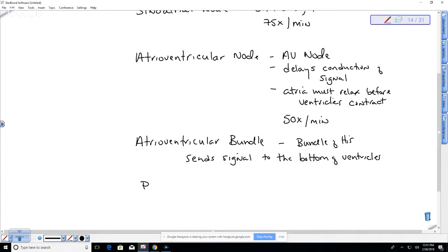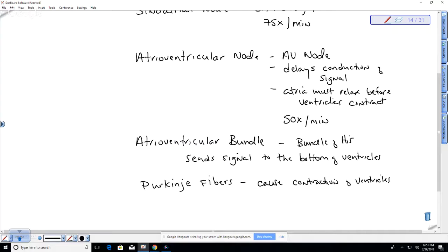And then we have the Purkinje fibers. The fibers are named after a person, and these cause the contraction of the ventricles. So Purkinje, that's a J, Purkinje fibers.